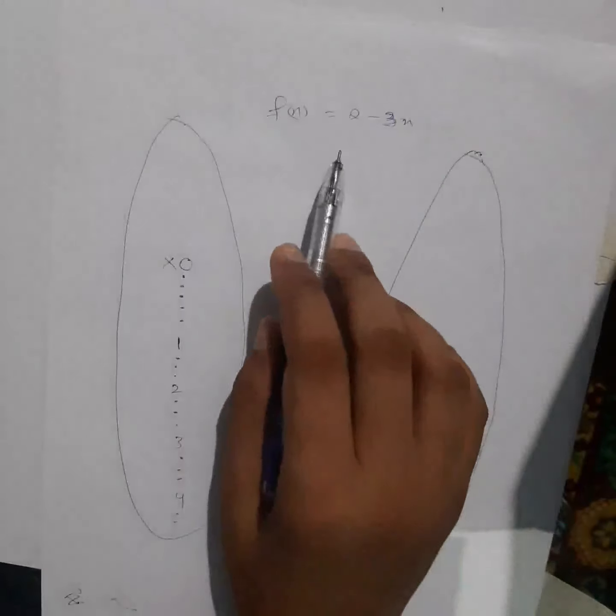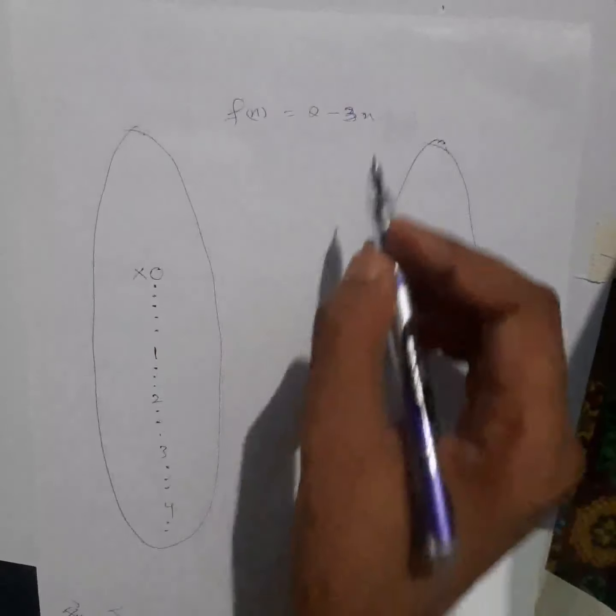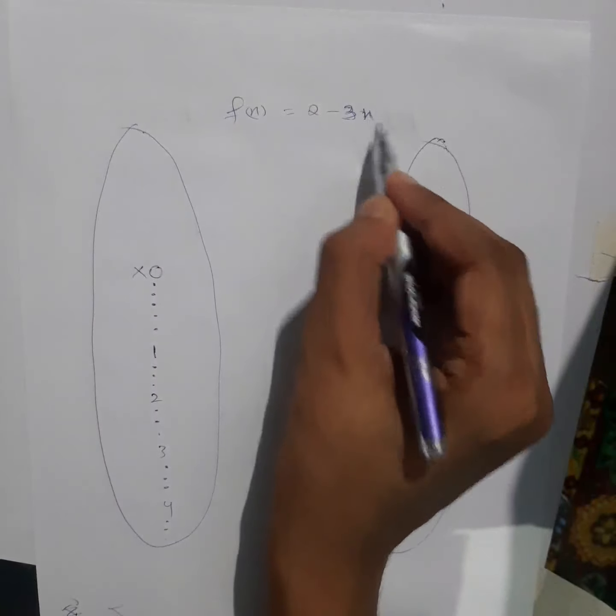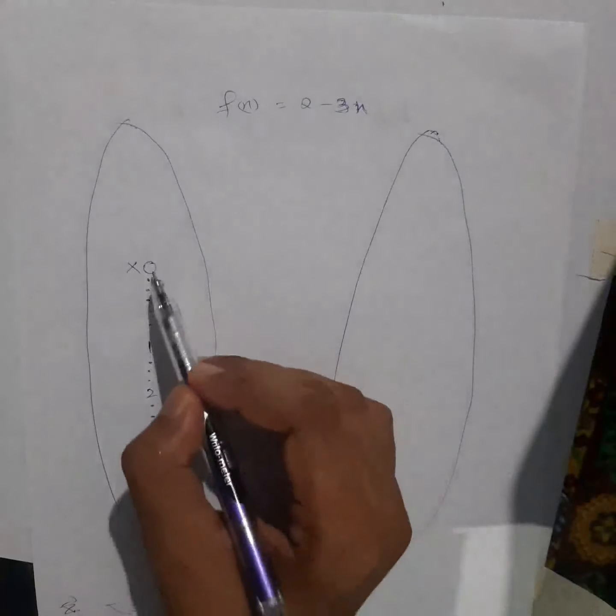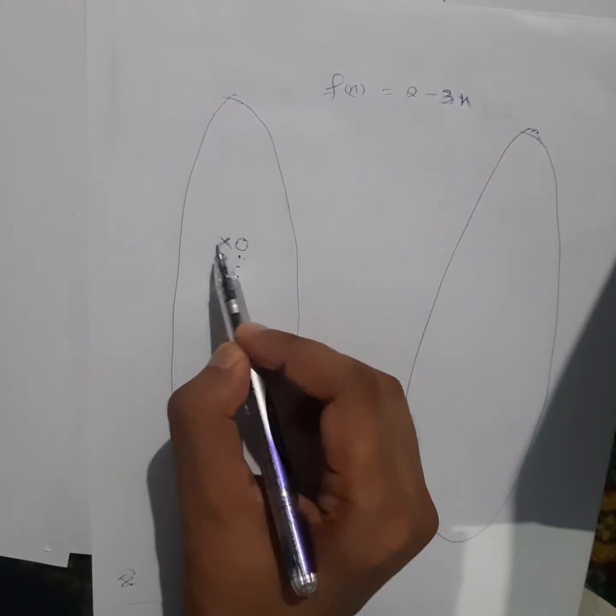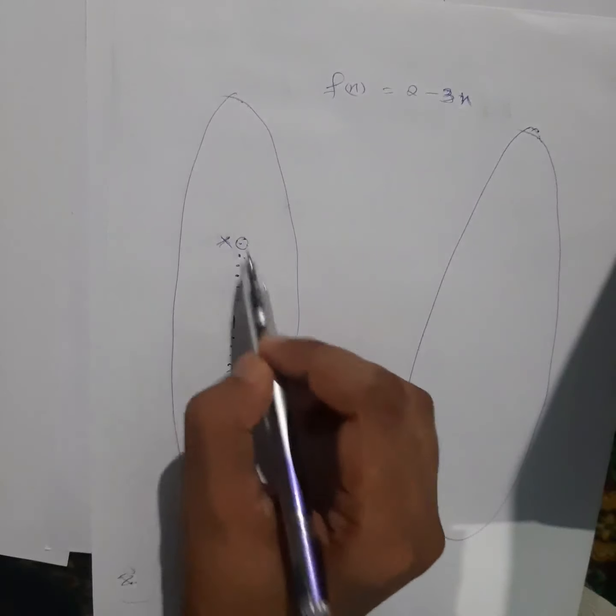Now see here, you have to use logic here to find the image. So see carefully, image means what? Y values, right? Image of this one, what will it be? Now 0 is not there, so I have just marked it with a cross here, so that you will understand 0 is not an element here.